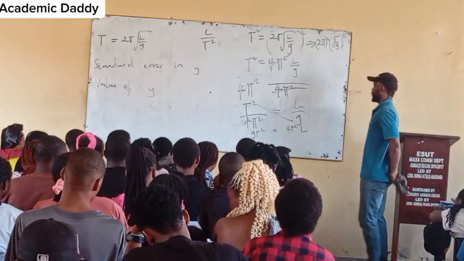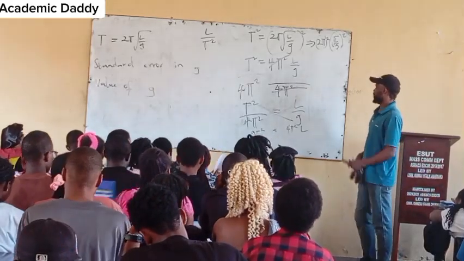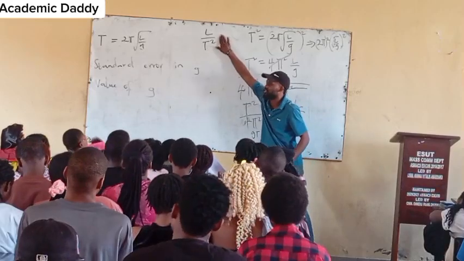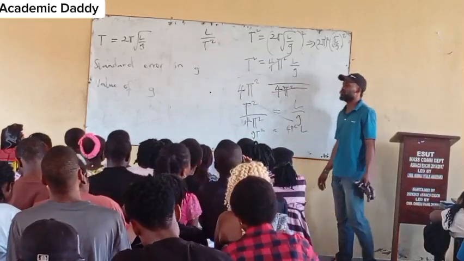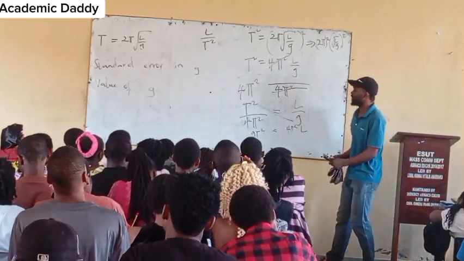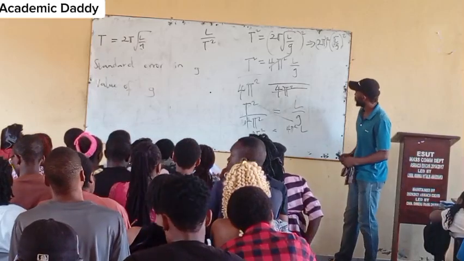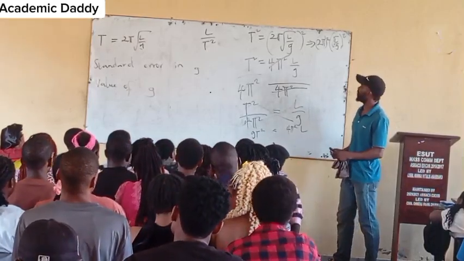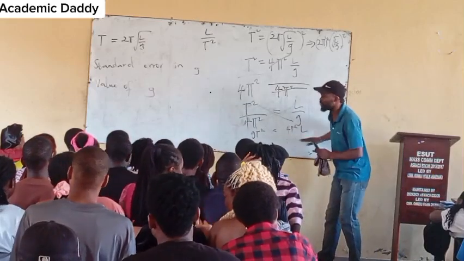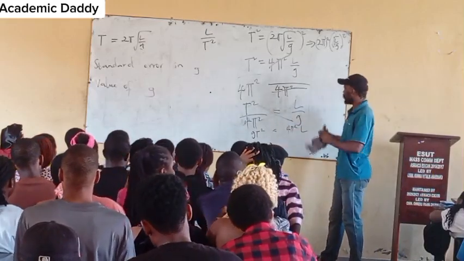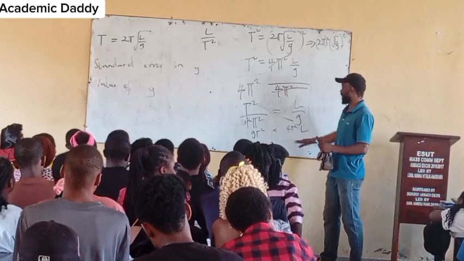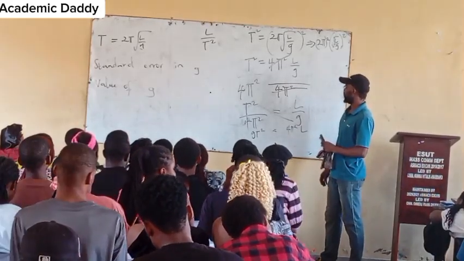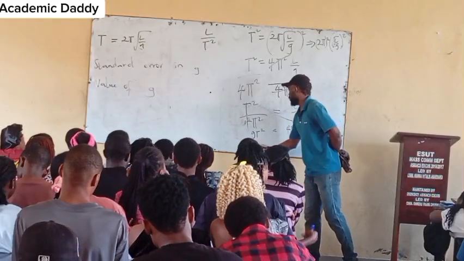And remember, I want a situation whereby I will have this. This is my goal because that is my slope. So I can say change in L over change in T squared. This is where we are. But we say divide both sides by pi, and by T squared.